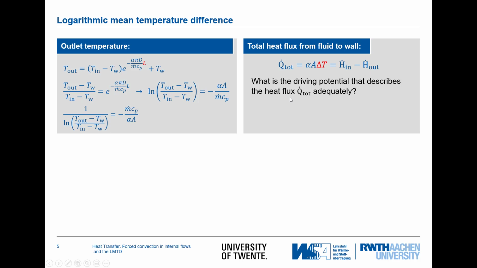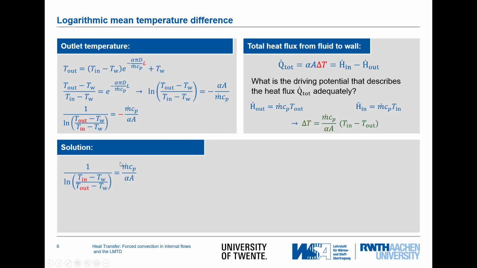Now, what is the driving potential that describes this? We have talked about it. We are looking at this delta T. And so we can get an explicit expression for delta T by introducing the ingoing and the outgoing enthalpy flows, describing this with the ingoing and outgoing temperatures. So we have here an explicit expression. What we see directly is that this expression with m dot Cp divided by alpha times A is exactly the same as what we have on this side.